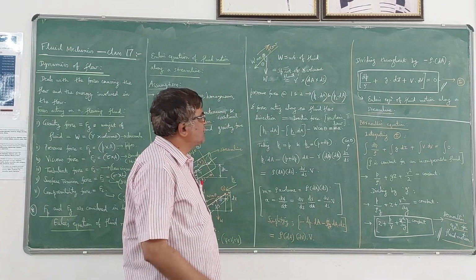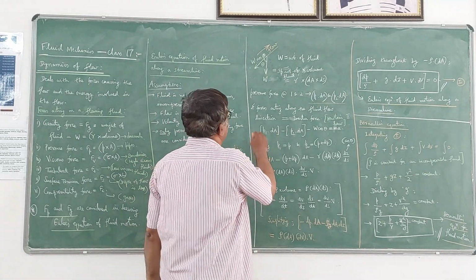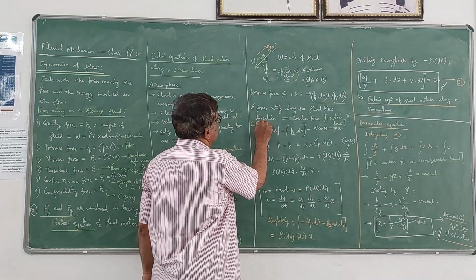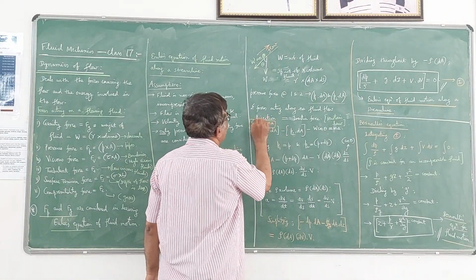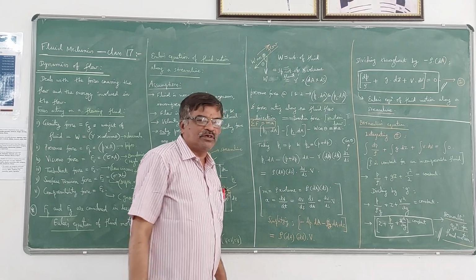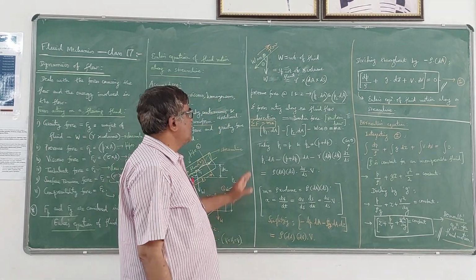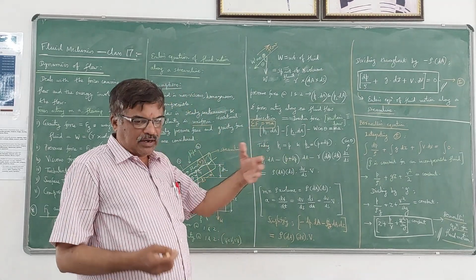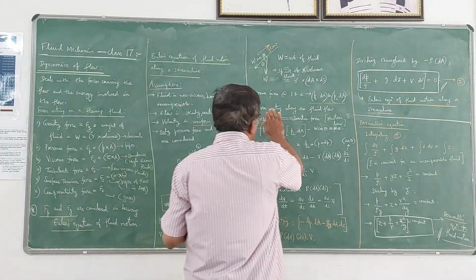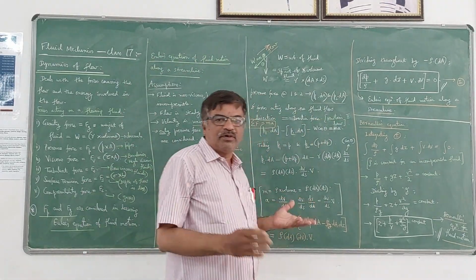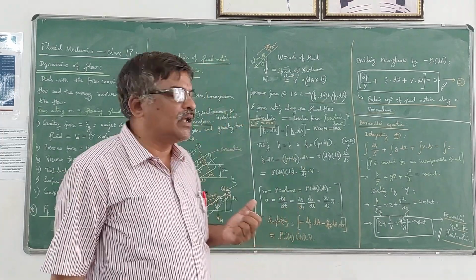That is sigma F is equal to m into A. So that is the equation. Sigma F, the resultant force acting on the fluid in motion, will be equal to the inertia force, which is m into A. Now if you substitute the force expressions in the LHS and RHS, and simplify, you are going to get the Euler's equation.